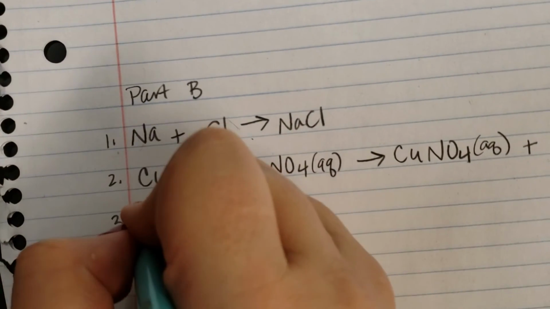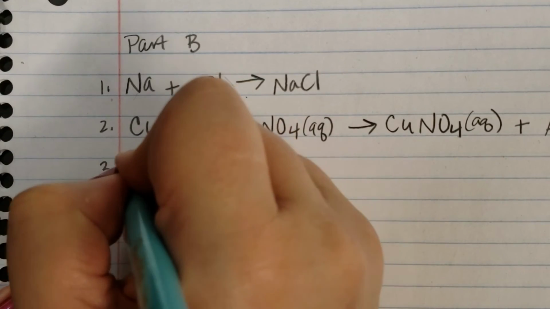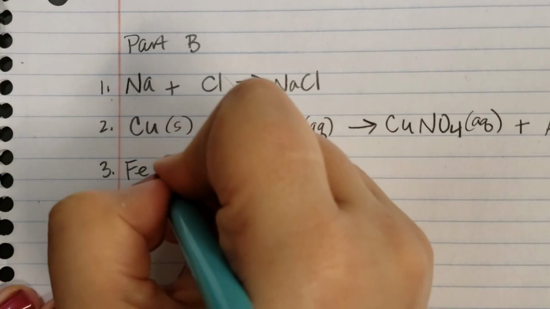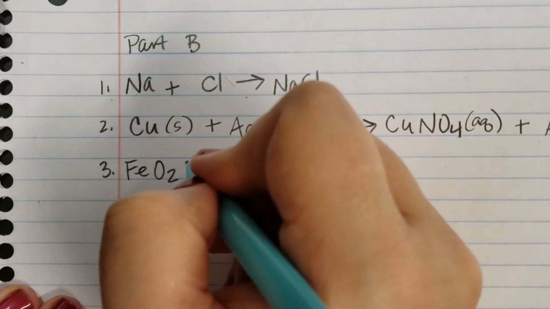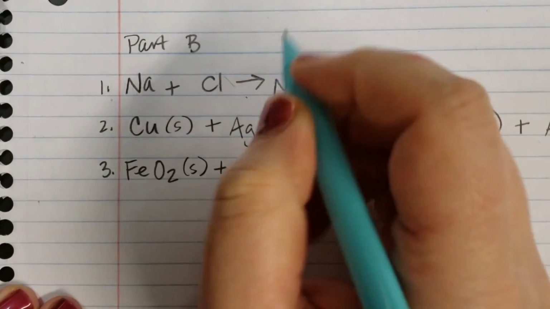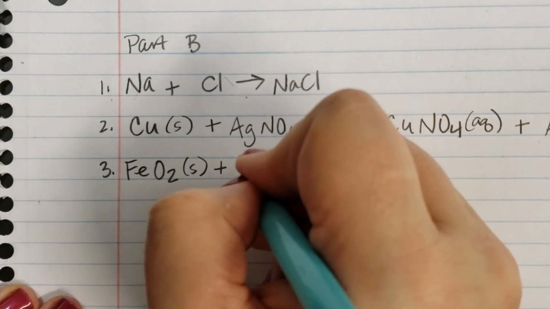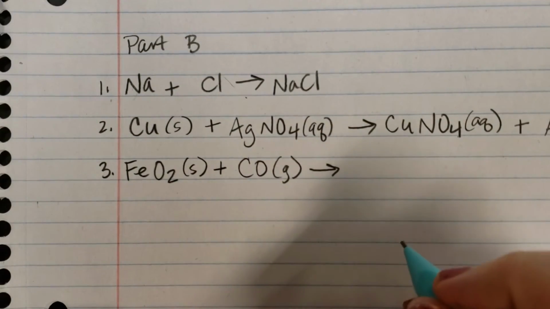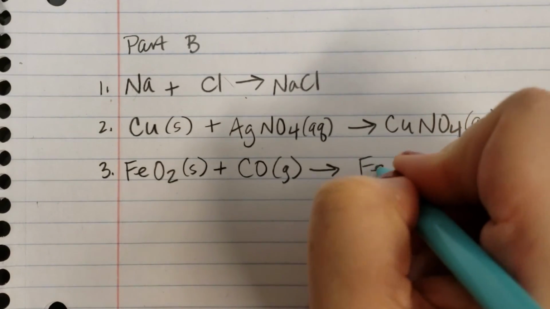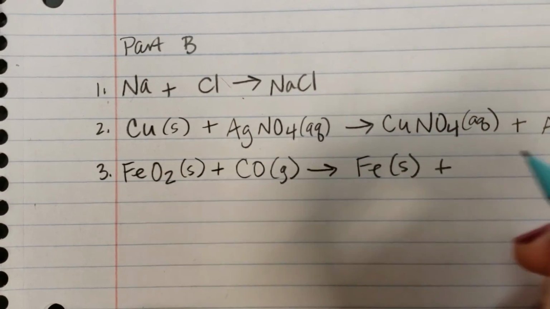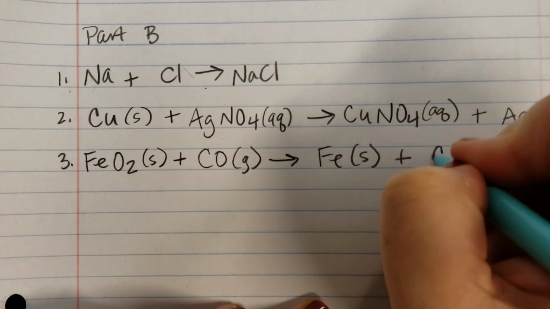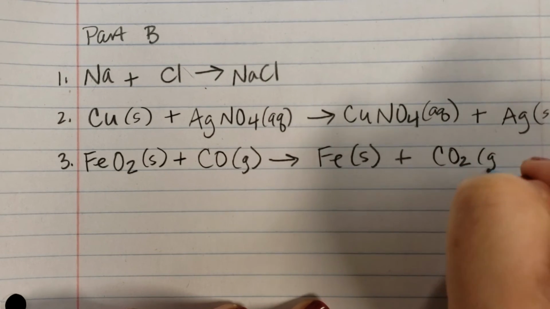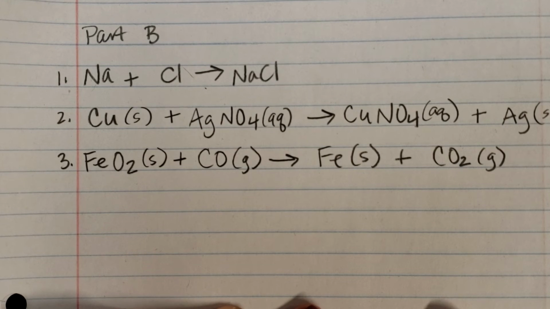Okay, so now we're going to write the equation. FeO2 solid plus carbon monoxide, which is a gas, yields iron metal, Fe, which is a solid, plus carbon dioxide, CO2, which is a gas. Okay? That's all I've got to do.